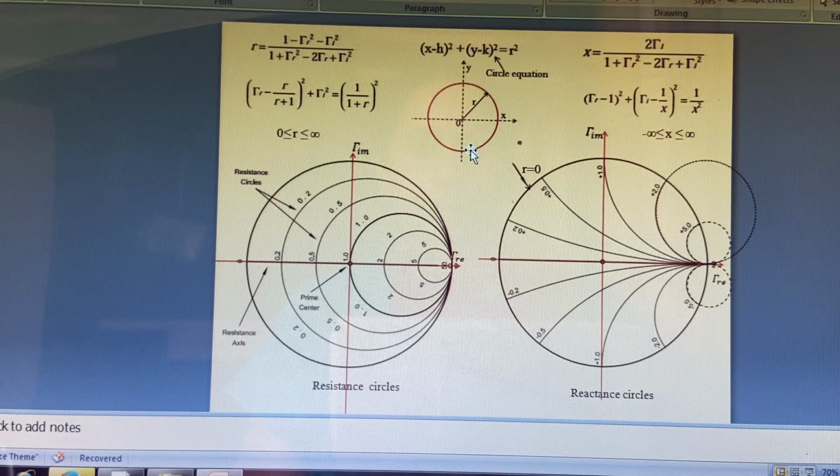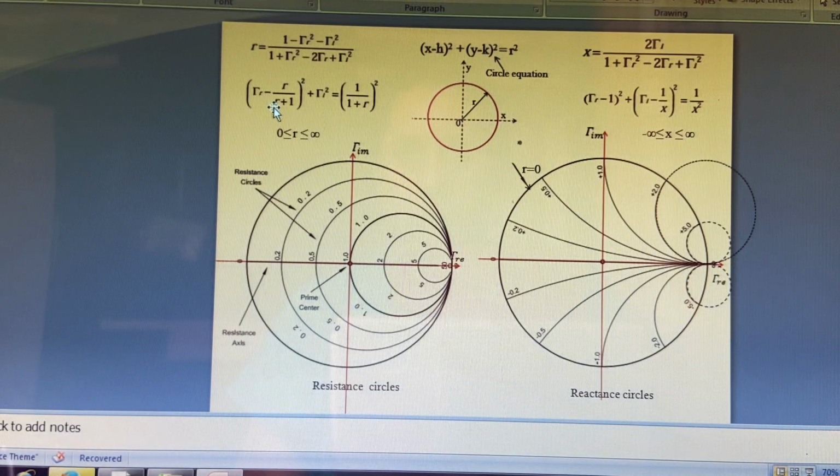So here also, for a fixed value of r, we have h and k, the center of the circle. Similarly, here the center is this value that depends upon the value of normalized resistance. So for a particular value of resistance that forms a center, the radius is 1 by 1 plus r. For this radius and this center, if you vary the value of the real part of the reflection coefficient, the imaginary term forms a circle as shown in these figures.